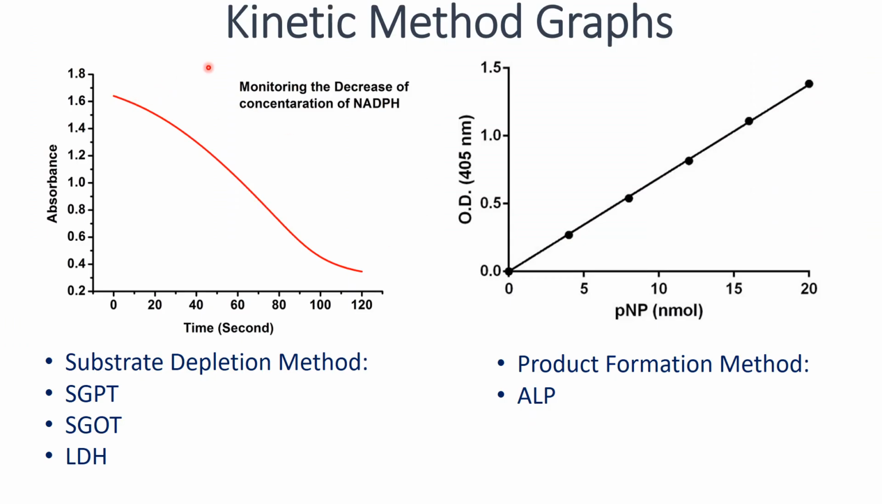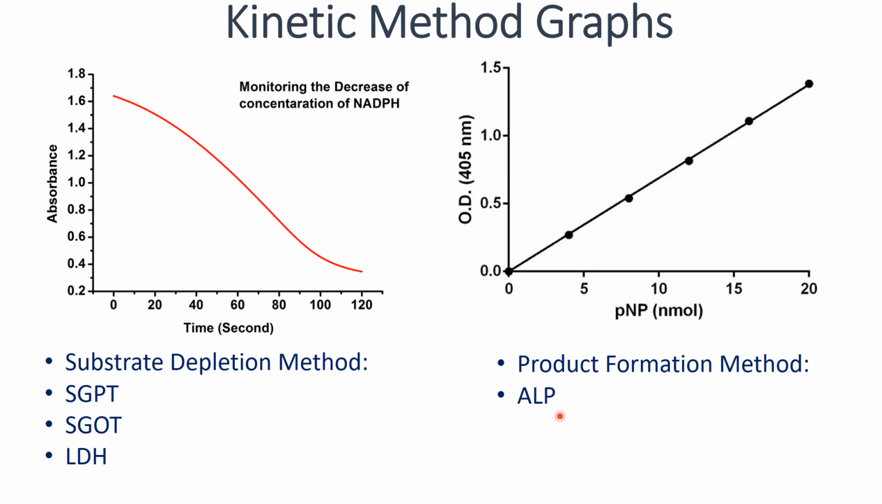So you can see that in the kinetic method, in GPT you got this kind of a graph, which means the substrate is depleting. So we are monitoring the decrease of NADH. So in the substrate depletion method, the graph will always be inverse when it is plotted with X and Y axis. The X axis is for time and the Y axis is for absorbance, and SGPT, SGOT and LDH are the enzymes which follow the substrate depletion method.